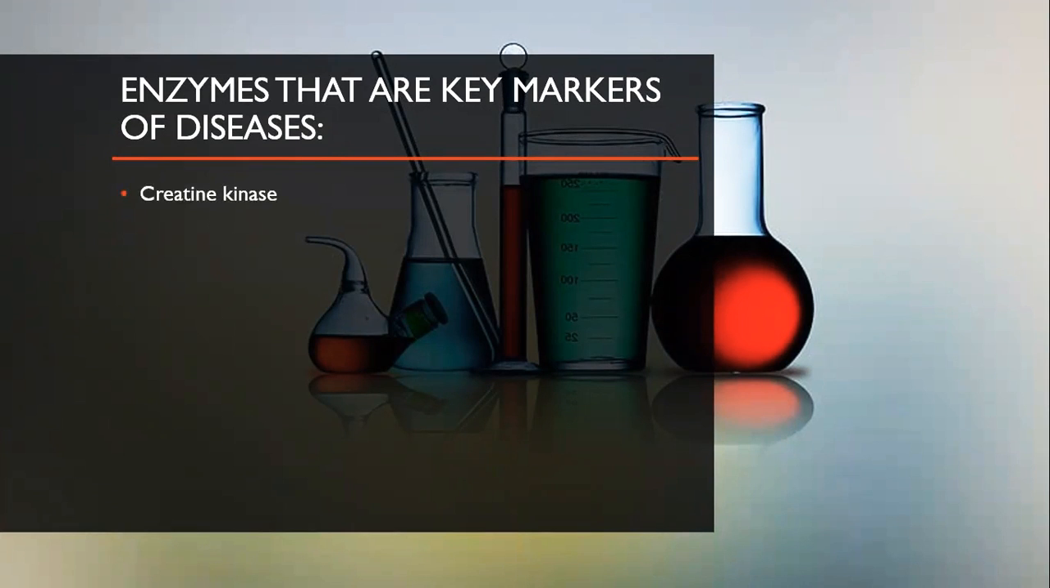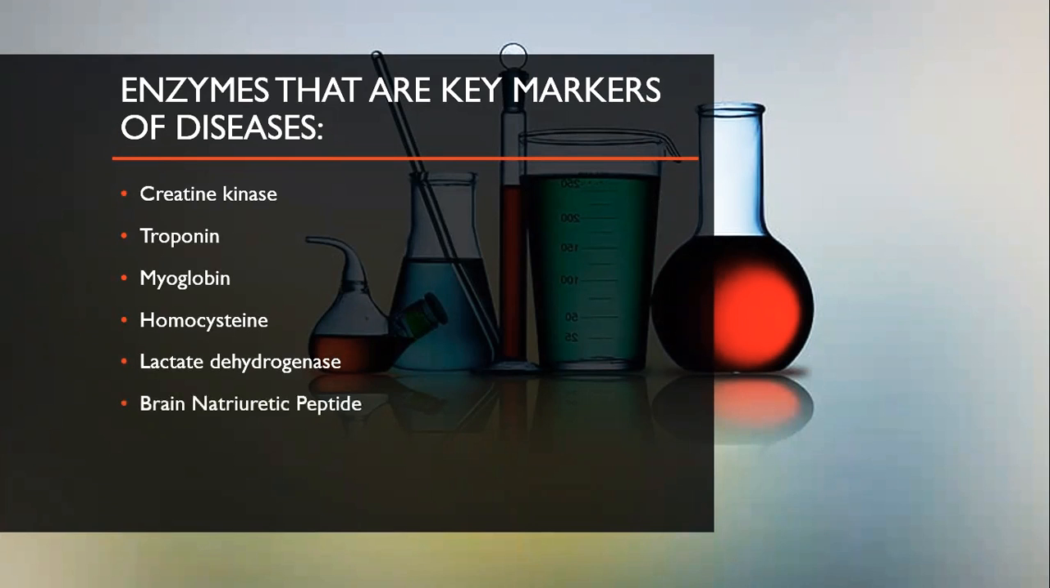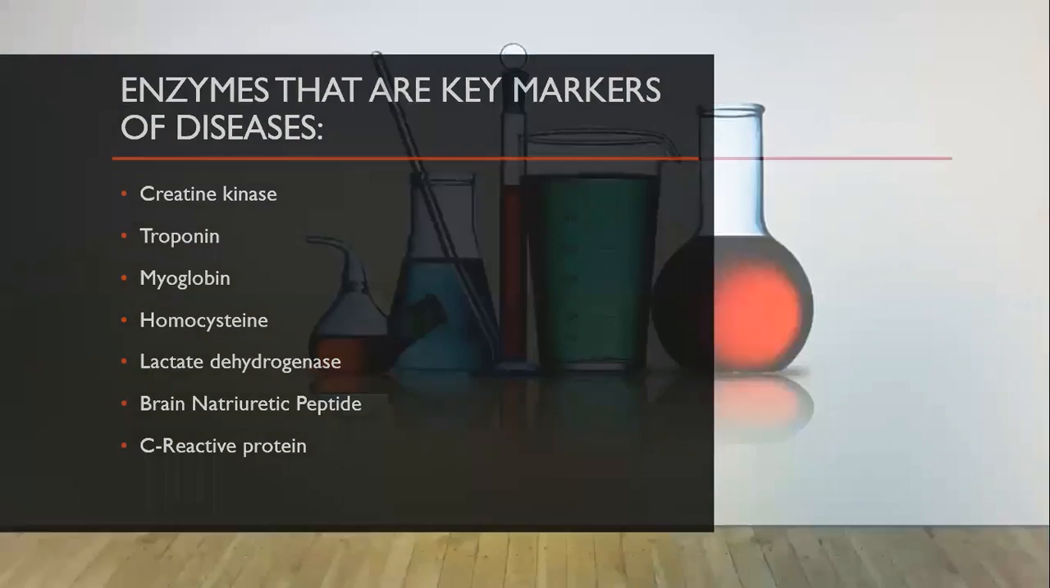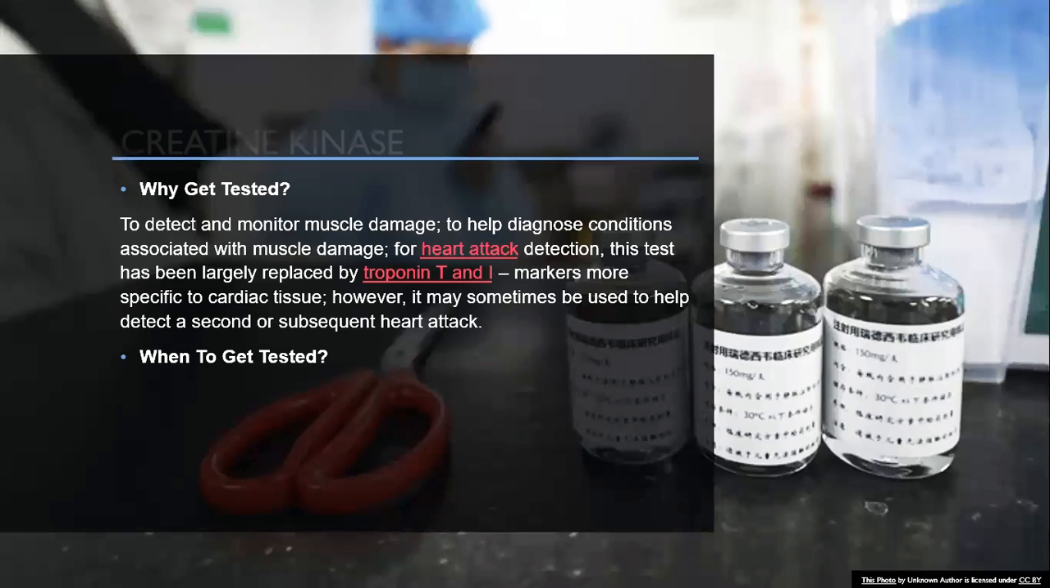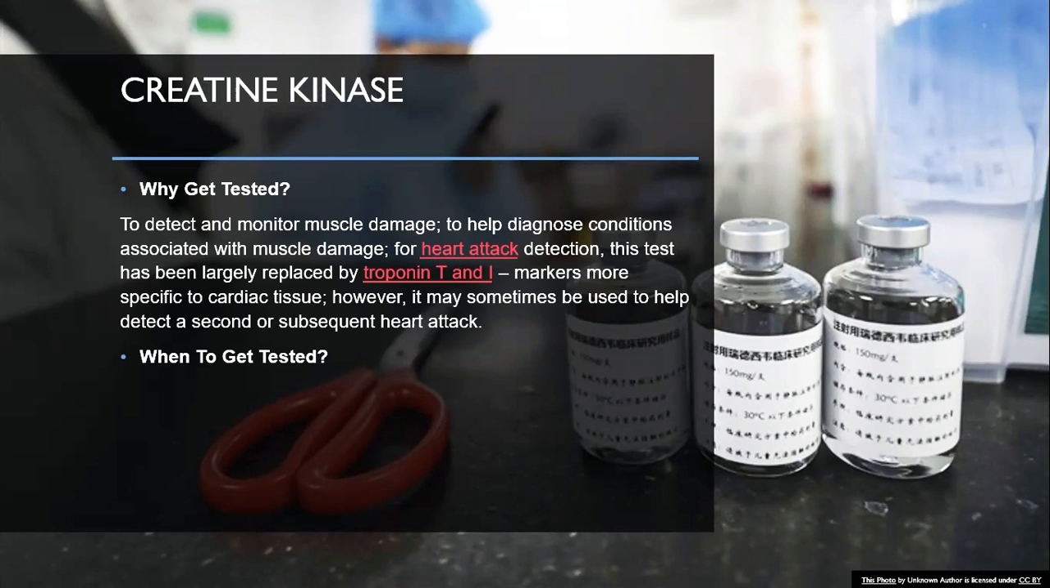So now let's discuss the enzymes that are key markers of some diseases. The most important enzymes that are the key markers of diseases are creatine kinase, troponin, myoglobin, homocysteine, lactate dehydrogenase, brain natriuretic peptide, and C-reactive protein. Today we will discuss creatine kinase.